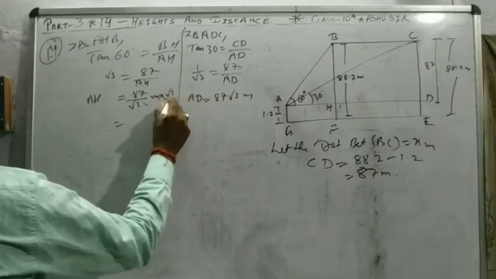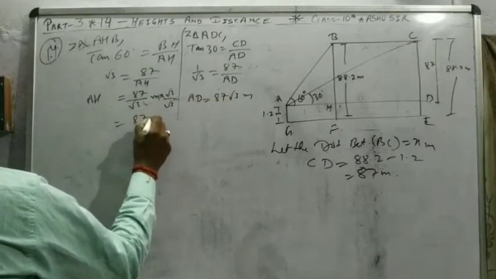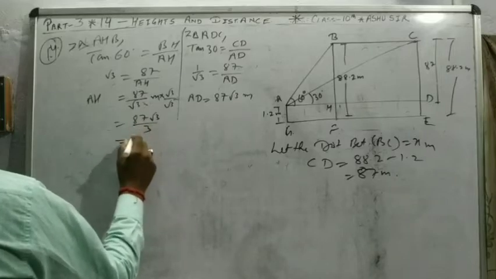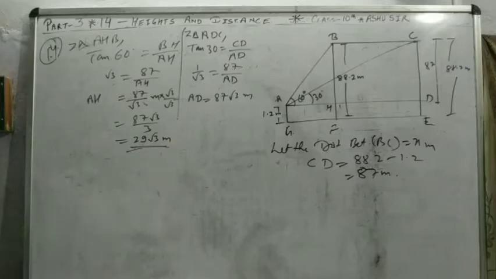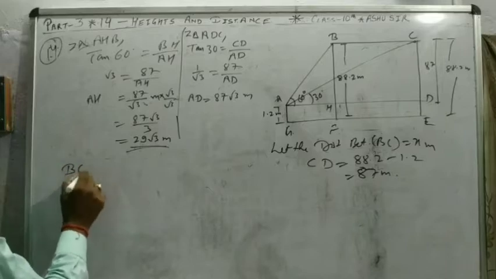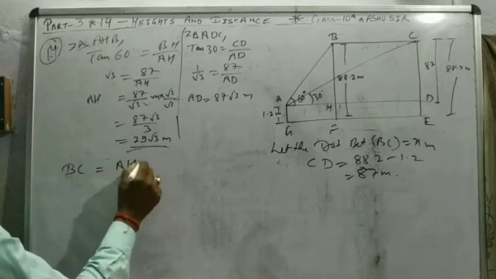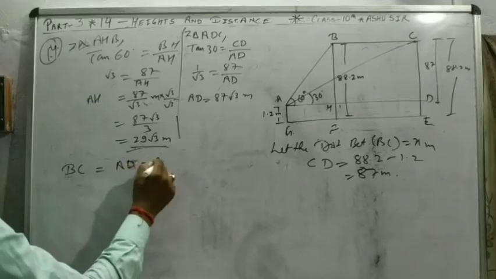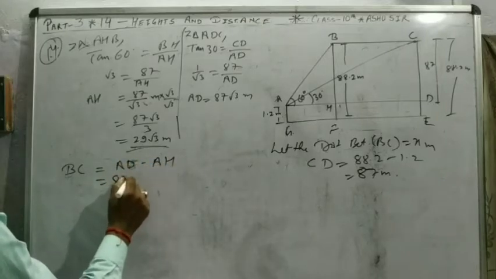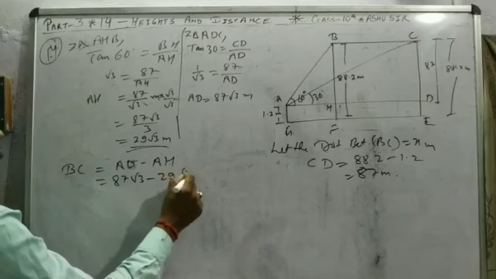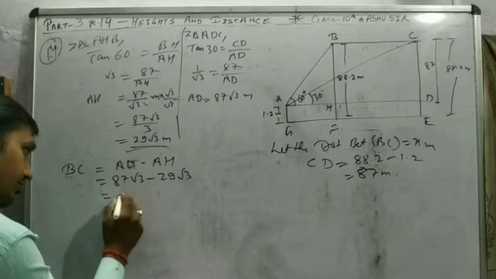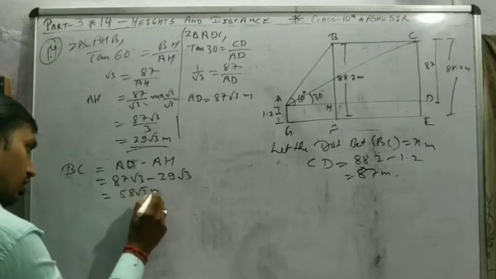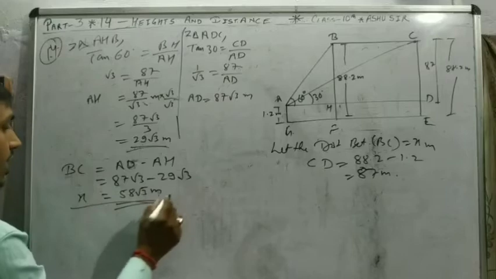Rationalize these values. So you get 87 root 3 upon 3. So 3 to 6, 27. 29 root 3 meter is the value of AH, and 87 root 3 is the value of AD. We can find the value of BC, that is AD minus AH, 87 root 3 minus 29 root 3. Then subtract them and you get the value of 58 root 3 meter. That is x.